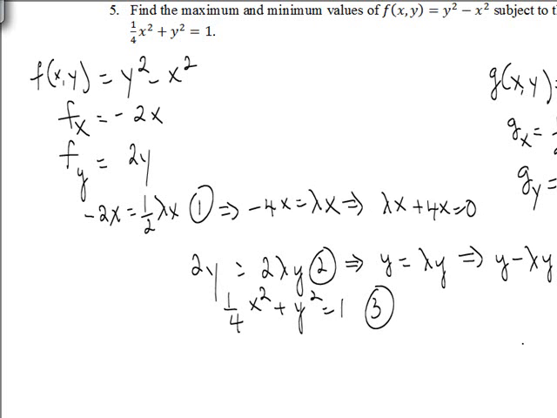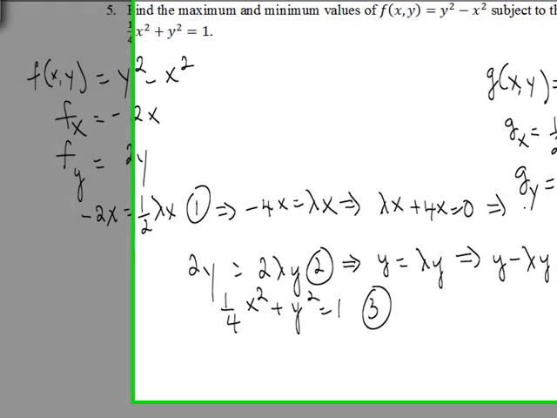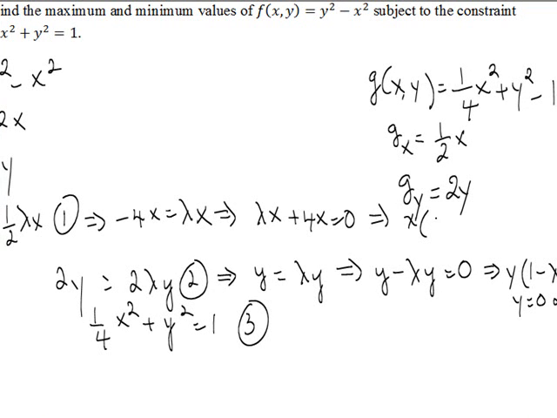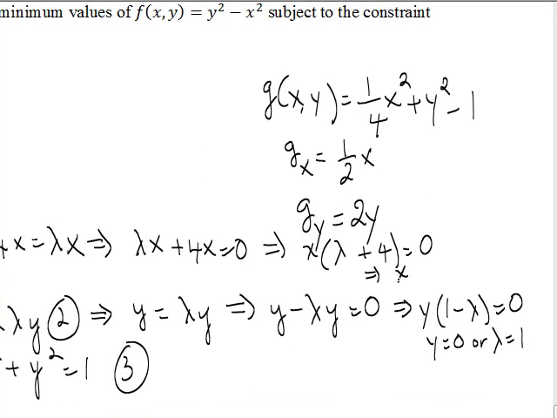Continue. Factor out x to get x times lambda plus 4 is 0. So that tells me what? x equals 0 or lambda equals negative 4. Now you realize we have an inconsistency there. What is the inconsistency? Lambda equals 2. We have 2 values for lambda, right? That doesn't make any sense.